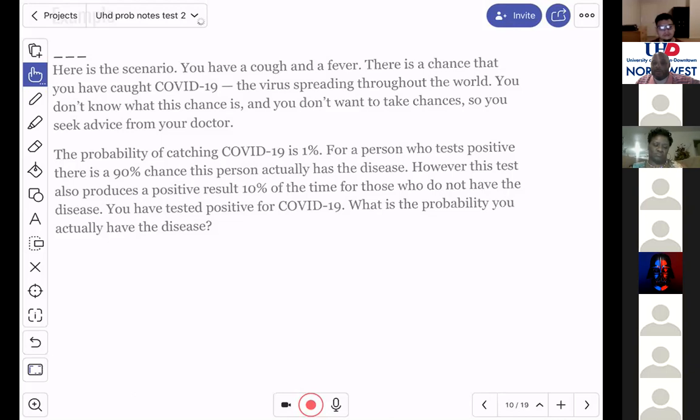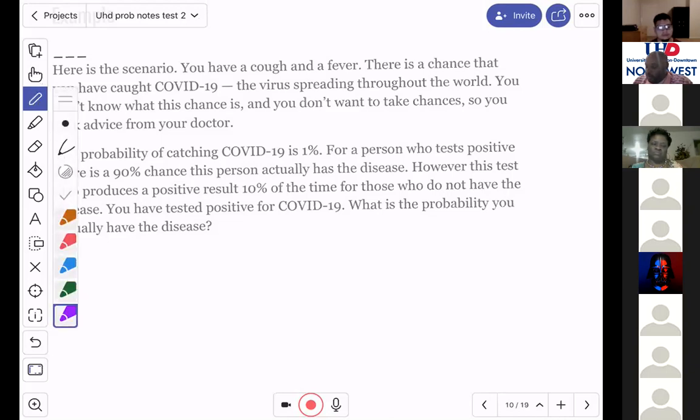All right. So when I start this, I need to look at myself. You could try both ways, but you need to start on the branch that only has two options. In this case, that would be you have the disease or you don't have the disease. And then from there, you're going to branch out with positive, negative if you have the disease, positive, negative if you don't have the disease. So when we started, here's what I'm going to do.